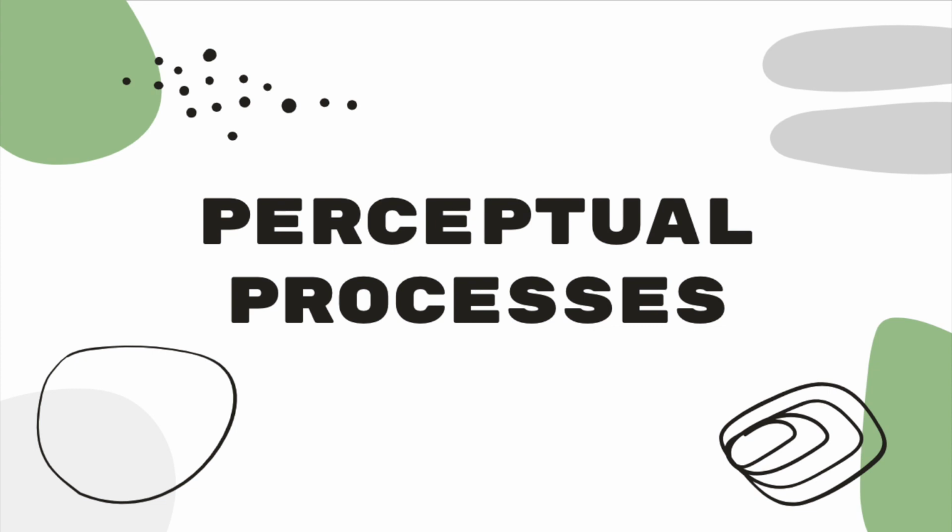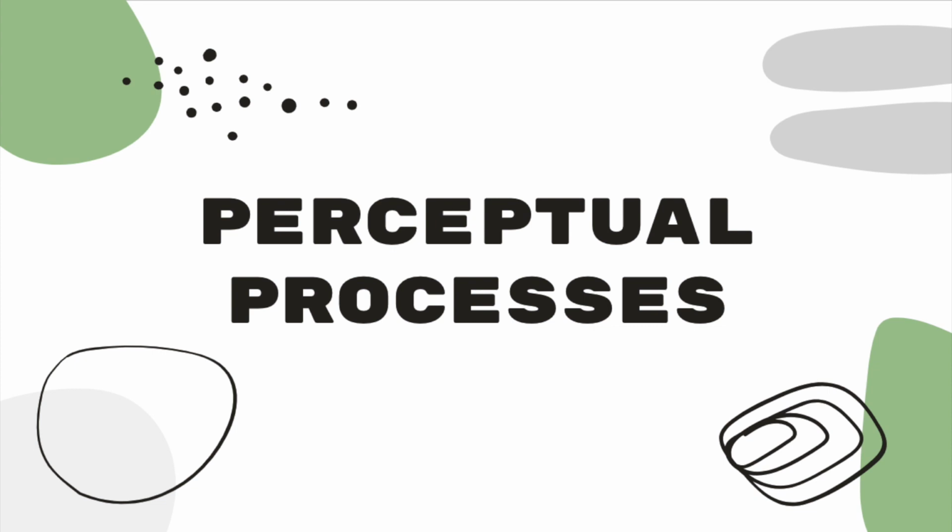Our brains use various principles such as proximity, similarity, closure, and continuity to organize sensory input into meaningful patterns and objects. These perceptual principles help us make sense of the complex and often ambiguous information we receive from our senses.